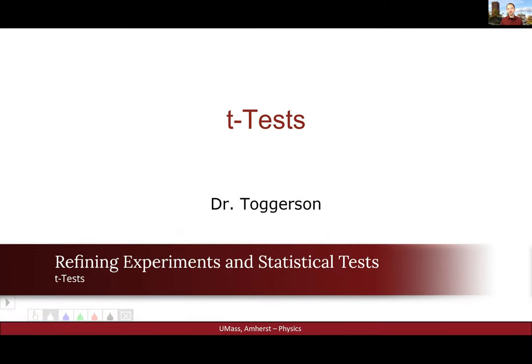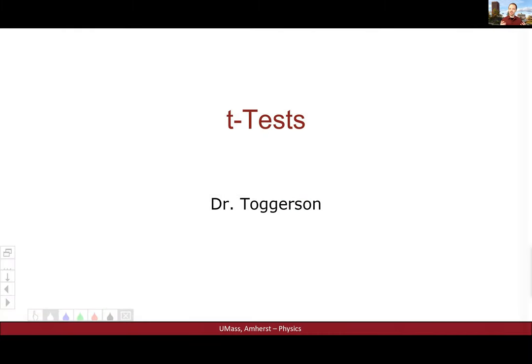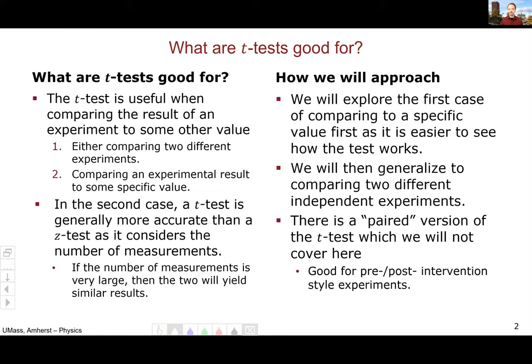Hello, and welcome to this video where we will discuss our second statistical test, t-tests. So, what are t-tests good for? The t-test is useful when you want to compare the results of an experiment to some other value, either some theoretical value, or you want to compare the results of two different experiments.